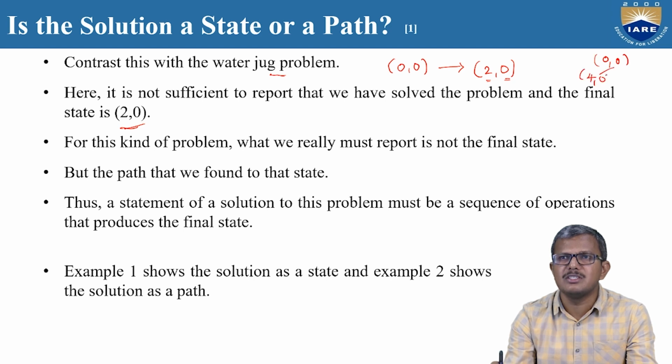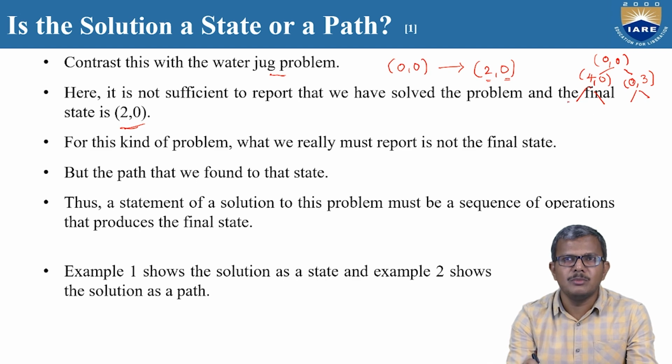You can fill up the first jug completely with full water. So what does it mean? 4. If I represent 4, the capacity of the first jug is 4. And the other possibility is I can keep the first jug empty and fill the second jug with 3 liters of water. So this is one possibility. Like this, we are going to have several possibilities. We are going to make a move like this.